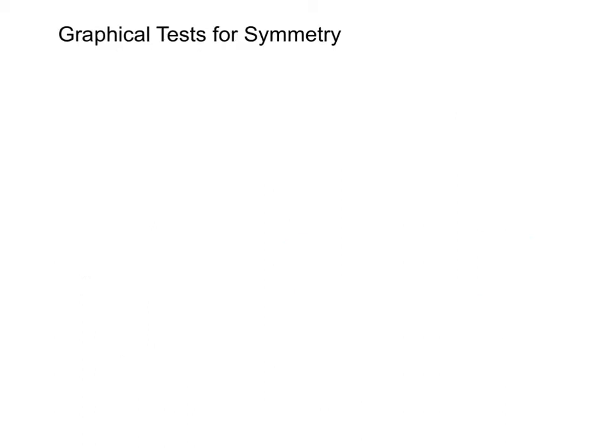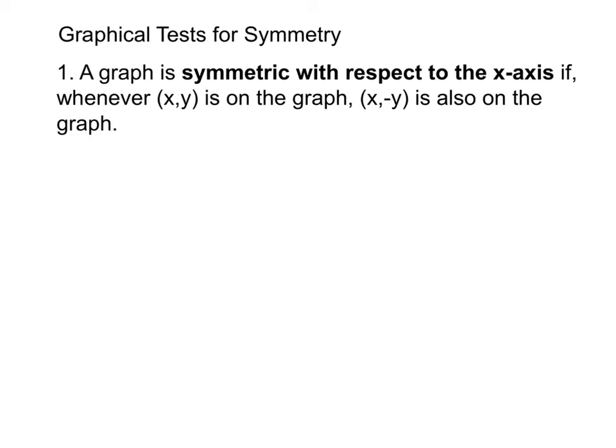Now there are different ways to test whether an equation has symmetry. First of all, there's the graphical tests for symmetry. A graph is symmetric with respect to the x-axis if, whenever the point (x, y) is on the graph, (x, -y) is also on the graph.